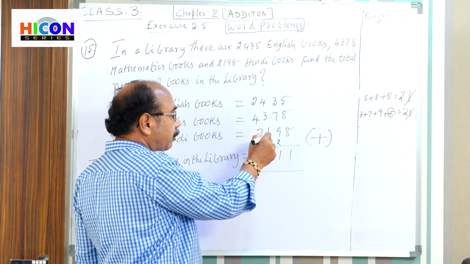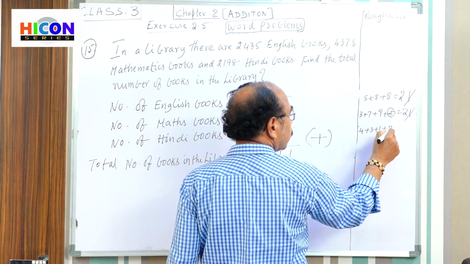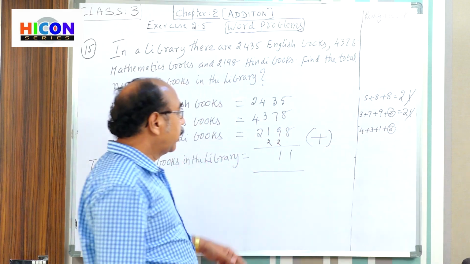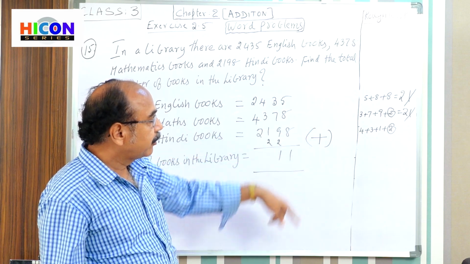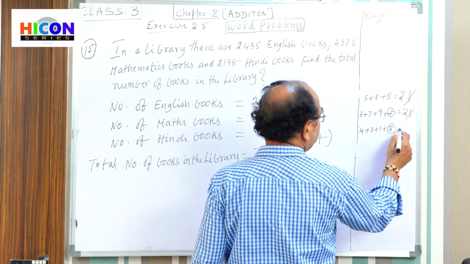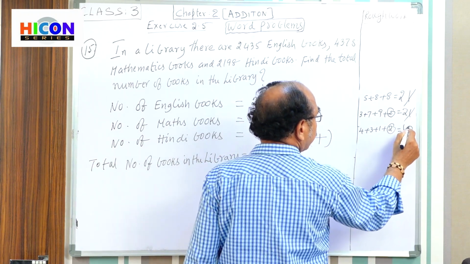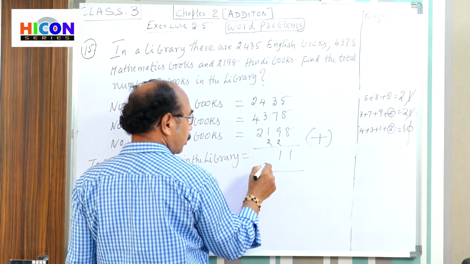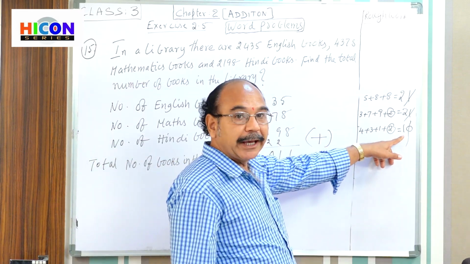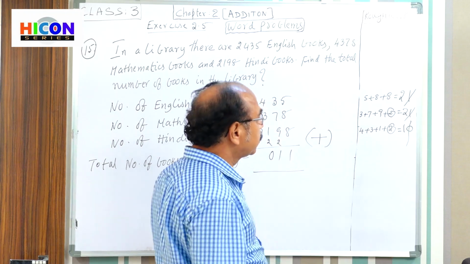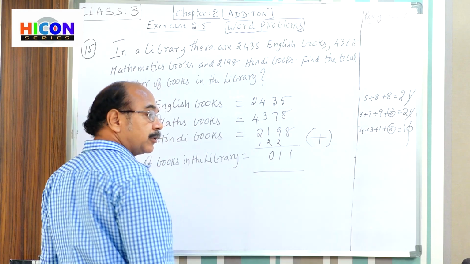Now add the digits in the hundreds place. 4 plus 3 plus 1 plus 2. Hundreds place digits 4, 3, 1, and the carried 2. How much? 4 plus 3 is 7. 7 plus 1, 8. 8 plus 2, 10. Write 0 in the hundreds place. Now 1 should be carried out to the next place, that is the thousands place. So write 1 in the thousands place.